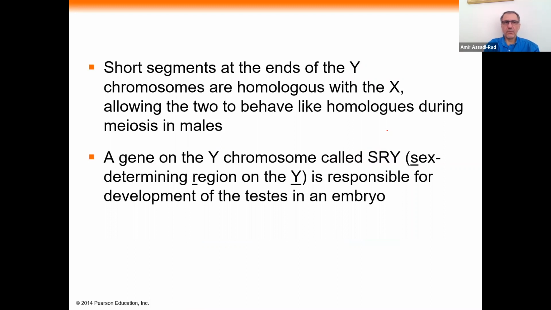Short segments on the ends of the Y chromosome are homologous with the X, allowing the two to behave like homologs during meiosis in males. A gene on the Y chromosome called SRY, the sex-determining region of the Y, is very important, responsible for the development of testes and the male reproductive tract in the embryo. So the presence of SRY on the Y chromosome makes a male. Females are XX. They do not have the Y, they do not have this gene, so they develop the female reproductive tract.